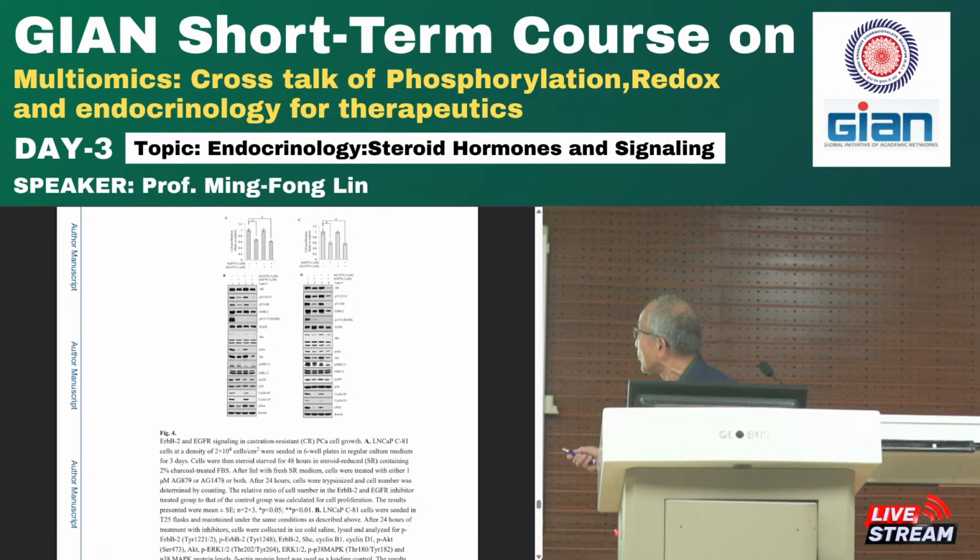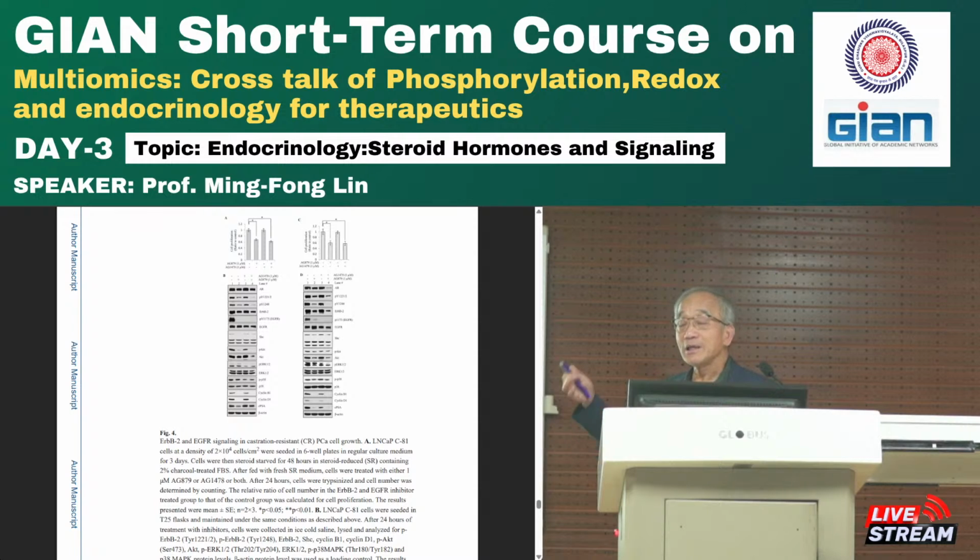Okay, so we treat the cell with either the ERB2 inhibitor versus the EGFR inhibitor, to see the growth inhibition. This one is treated with AG-825, and this one is treated with AG-1478. The growth inhibition only happens in the cell treated with the ERB2 inhibitor, but not with the EGFR inhibitor.